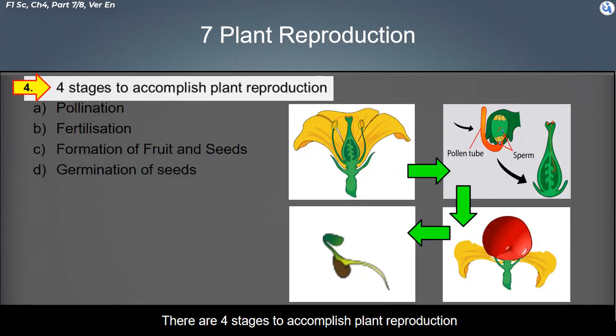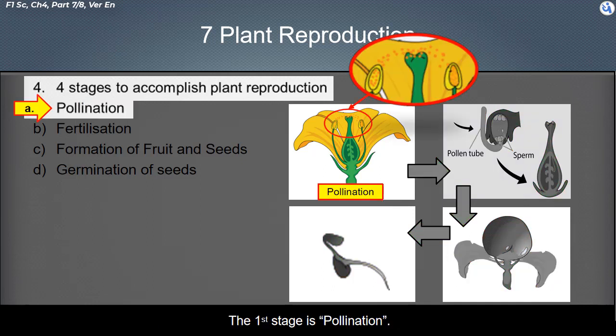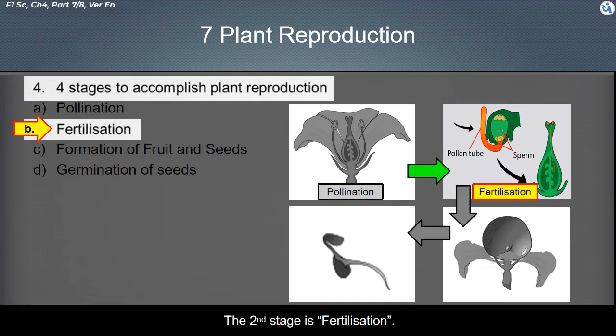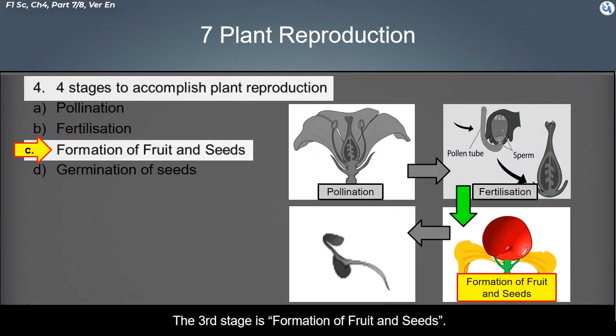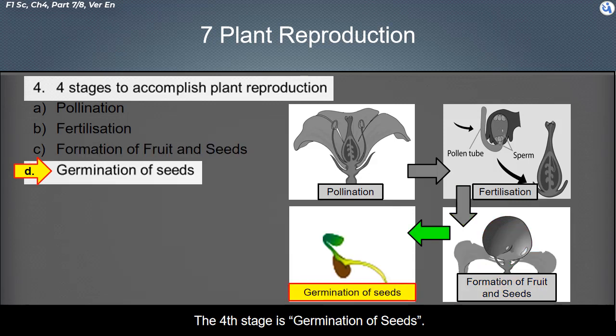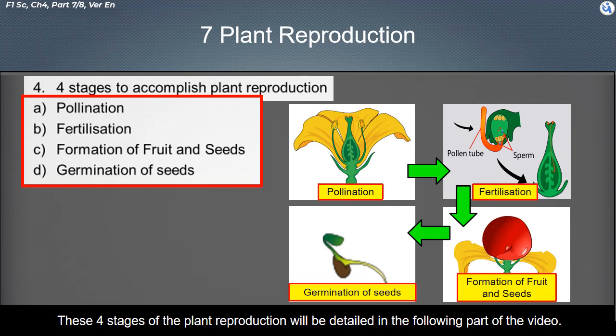There are 4 stages to accomplish plant reproduction. The first stage is pollination. The second stage is fertilization. The third stage is formation of fruit and seeds. The fourth stage is germination of seeds. These 4 stages of plant reproduction will be detailed in the following part of the video.